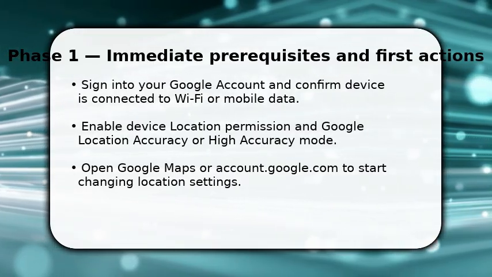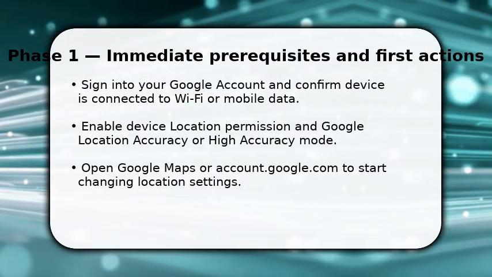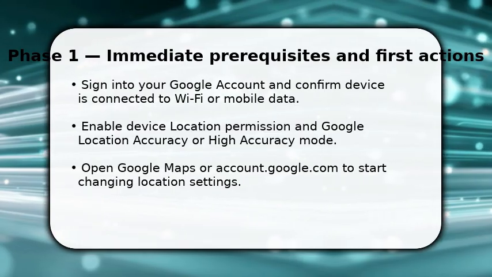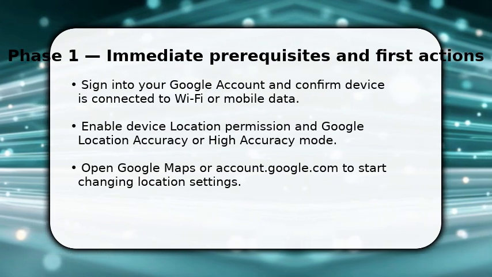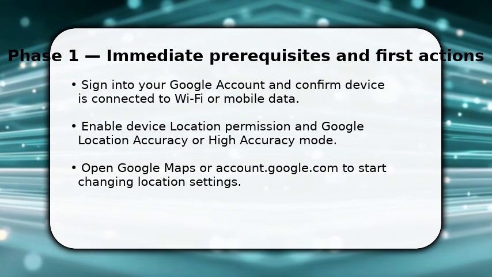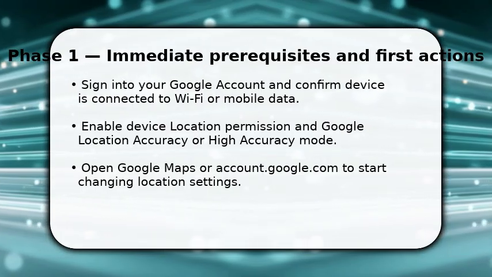Next, open Google Maps or go to Account Settings. This is where you'll make the first changes, add or edit home/work, and allow the browser or app to request location for immediate testing. Now adjust the primary sources Google uses.